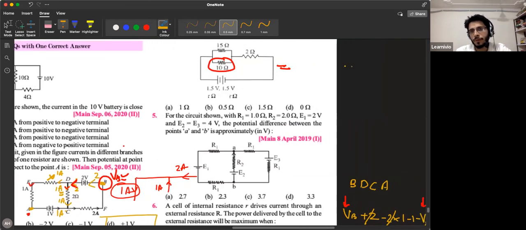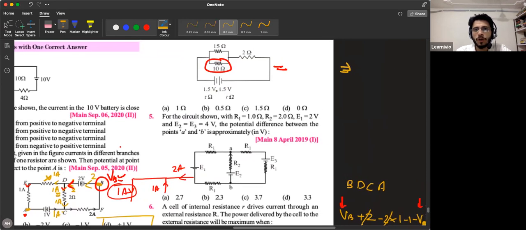See, 1.5, 1.5. Nabil Ahmed, no, Nabil, it's again a wrong answer. See, 1.5 and 1.5 are in series, so 1.5 plus 1.5 means this is 3 volt. Yes, Minashi, you are correct. Internal resistance R and R means internal resistance is 2R.